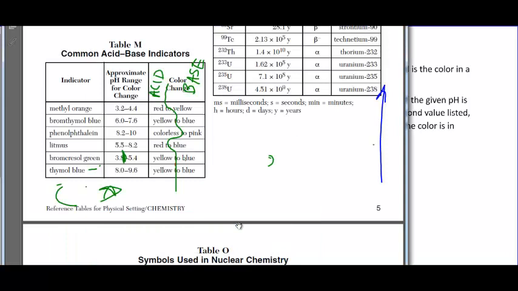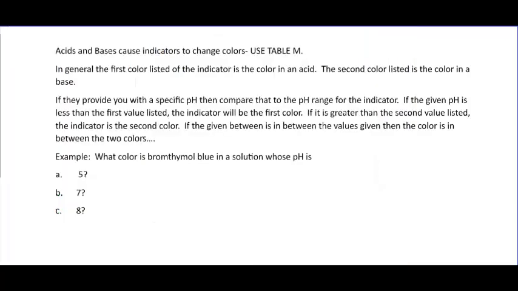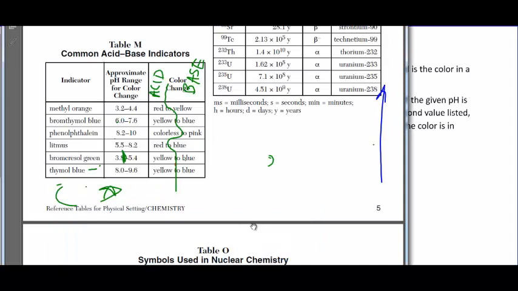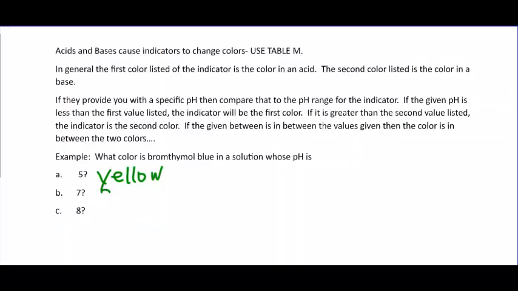Bromthymol blue, a pH of 5 is less than the first pH. So what color am I? Yellow. The first color. Yep, I'm yellow. You got it. Okay, let's go 7. 7's in between. So we're in between yellow and blue. Green. Wait, you can have that? Yeah. What would be between colorless and pink? There is no in between colorless and pink.